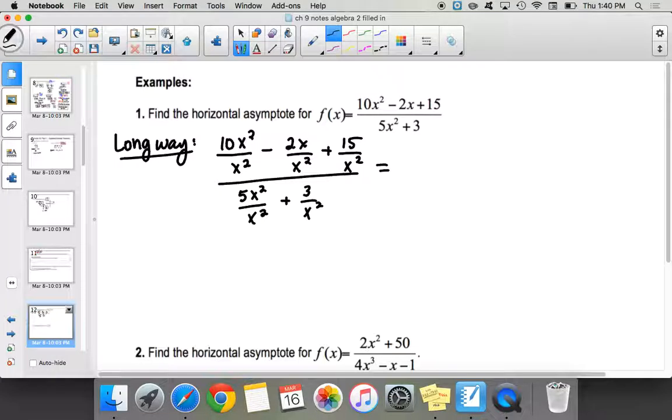So we're going to say, okay, 10x squared over x squared is 10. 2x over x squared is 2 over x. 15 over x squared is 15 over x squared. And on the bottom we have 5 plus 3 over x squared.